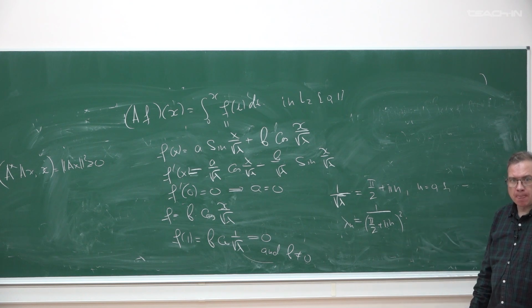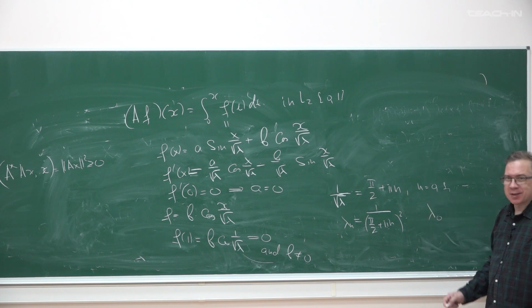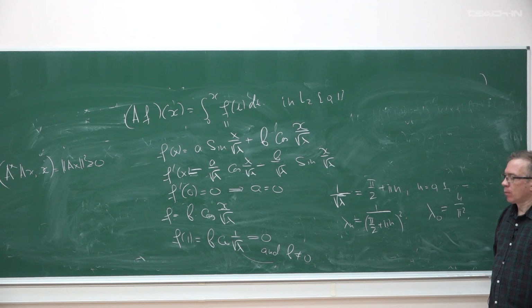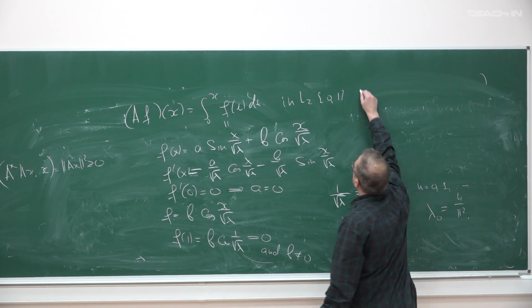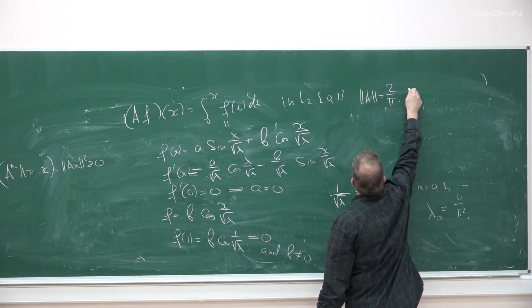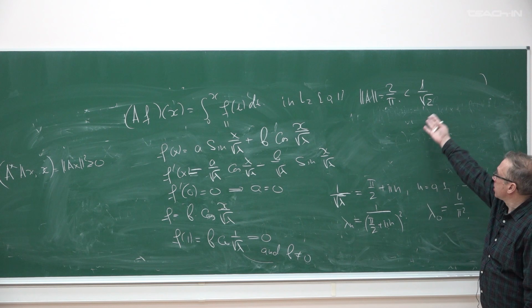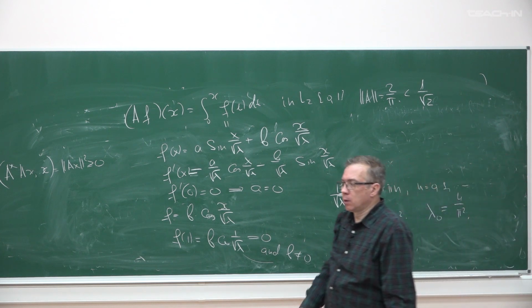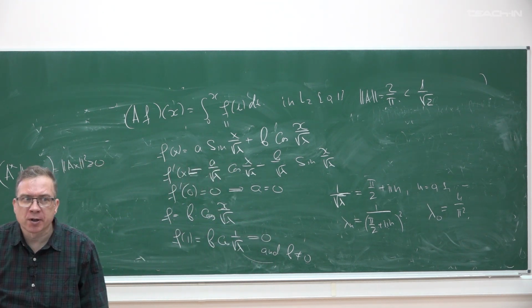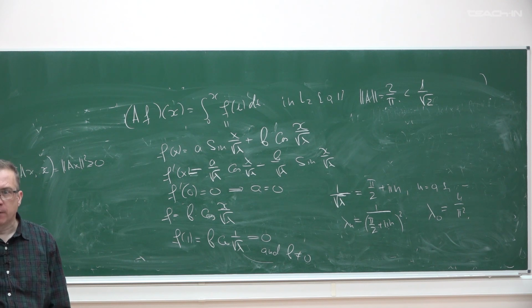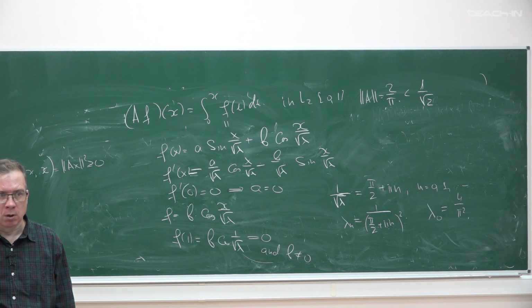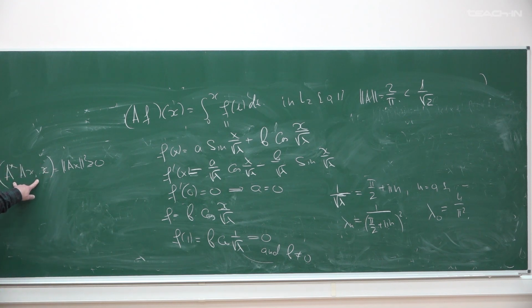Where is the largest? First, lambda 0 it is. It is not lambda 1, it is lambda 0. And what is the norm of operator A? Two over pi, it is less than... Yes, it is strictly less. And it is a general method for calculating the norm of integral operators: multiply by the adjoint operator, find the largest eigenvalue, and take the square root. Moreover, the quadratic form of operator A star A is always non-negative, so the spectrum is all non-negative.